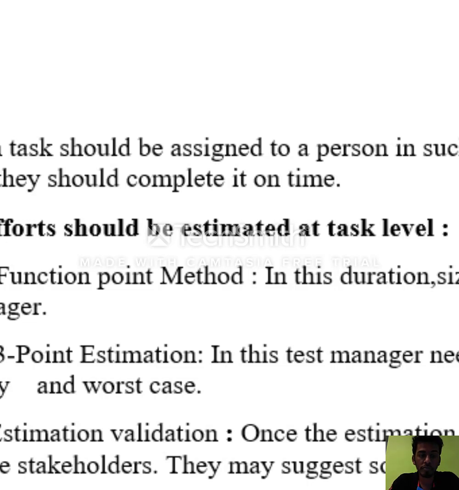Coming to the function point method, the duration, size and cost of the task are estimated by the test manager. In 3-point estimation, the test manager needs to estimate the best case, most likely case and worst case. In estimation validation, once the estimation is finalized, we need to send it to the stakeholders for review. They may suggest some modifications as per the needs. Thank you so much.